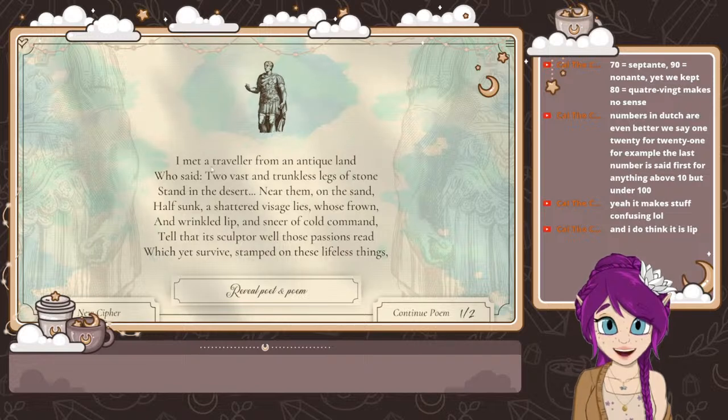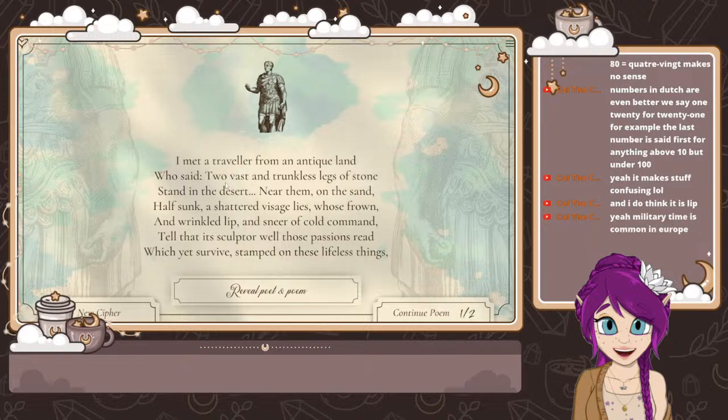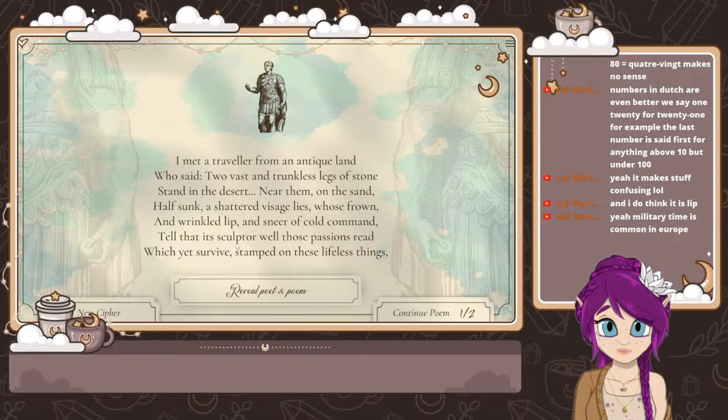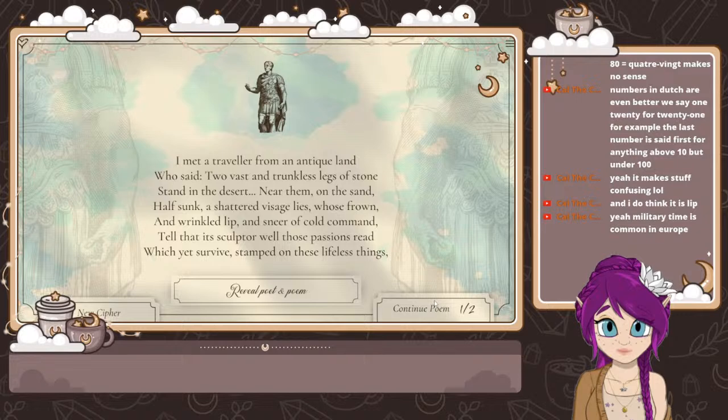I met a traveler from an antique land who said two vast and trunkless legs of stone stand in the desert. Near them on the sand, half sunk, a shattered visage lies, whose frown and wrinkled lip and sneer of cold command tell that its sculptor well those passions read, which yet survive, stamped on these lifeless things. I don't think I get this poem.